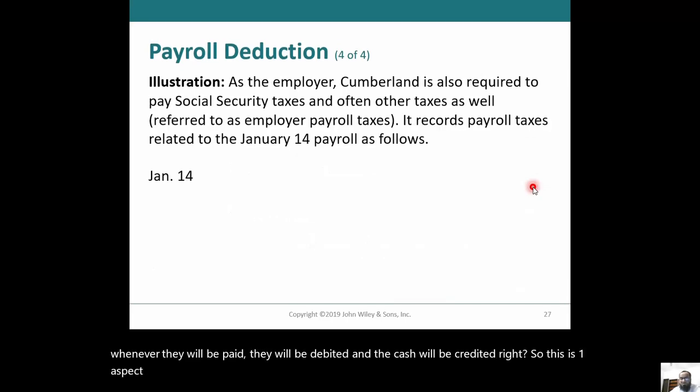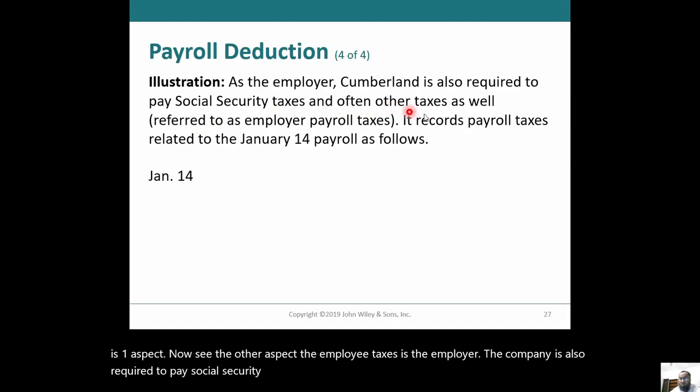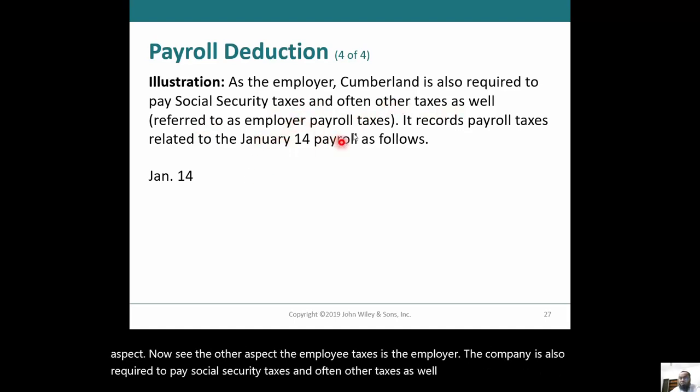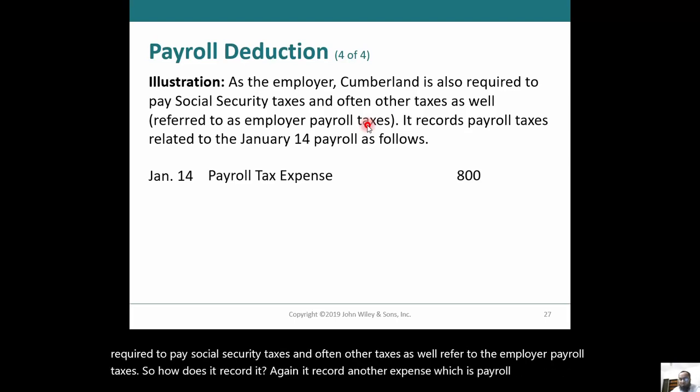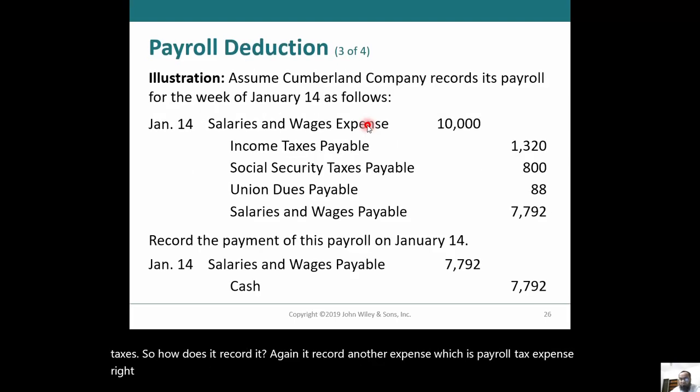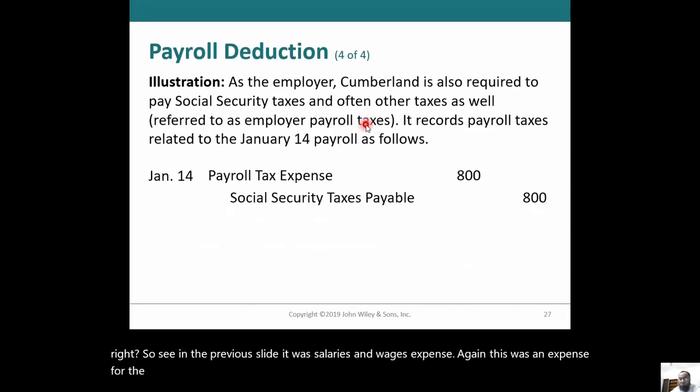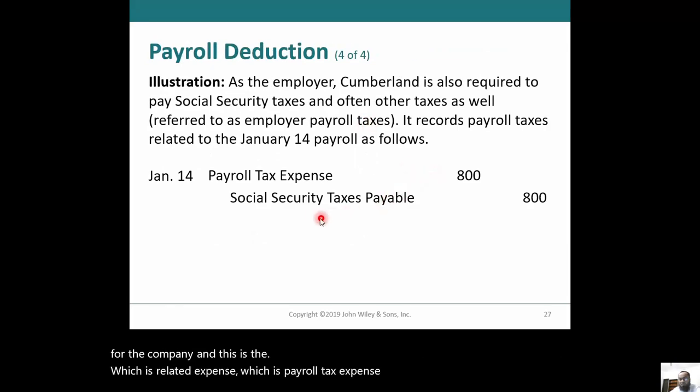Now see the other aspect, the employer taxes. As the employer, the company is also required to pay social security taxes and often other taxes as well, referred to as the employer payroll taxes. So how does it record it? Again, it records another expense, which is payroll tax expense. In the previous slide, it was salaries and wages expense. Again, this is an expense for the company, a wages-related expense, the payroll tax expense, which is debited, and social security tax payable, which is credited 800.